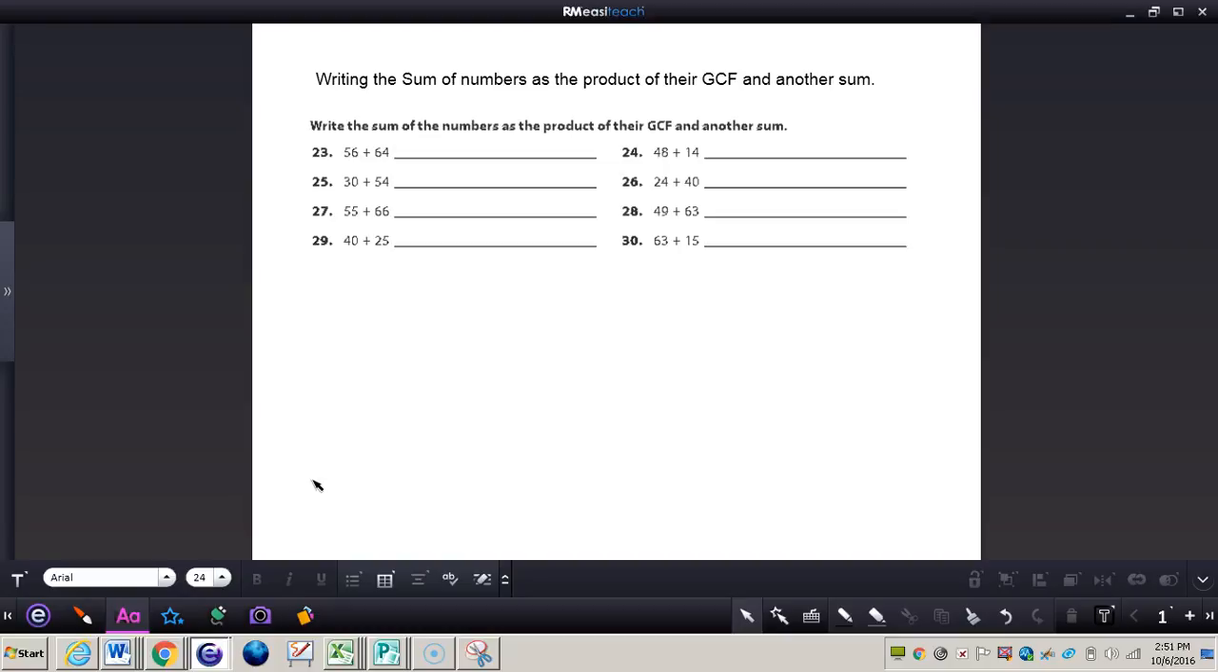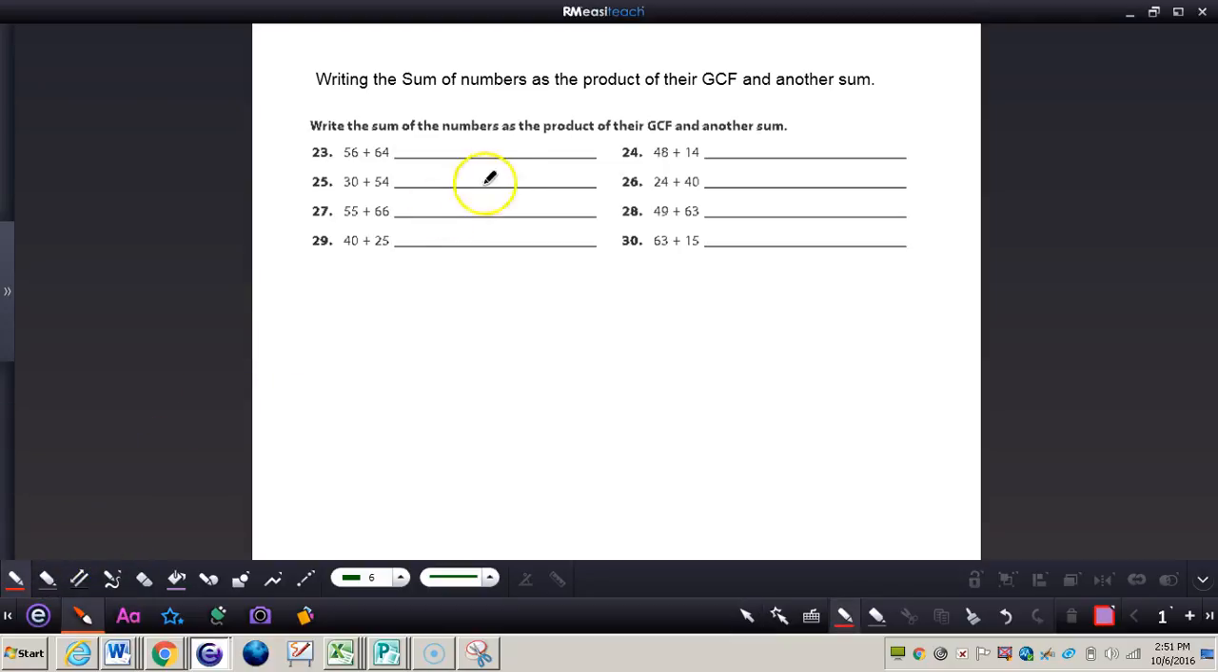Now, the skill that we're going to be looking at is just writing the sum of numbers as the product of their GCF, or greatest common factor, and another sum. So you should have already watched the 2.1 video, greatest common factor video. This is just to take a look at problems 23 through 30, so make sure that you've already watched the video, and this is the second one of this lesson.